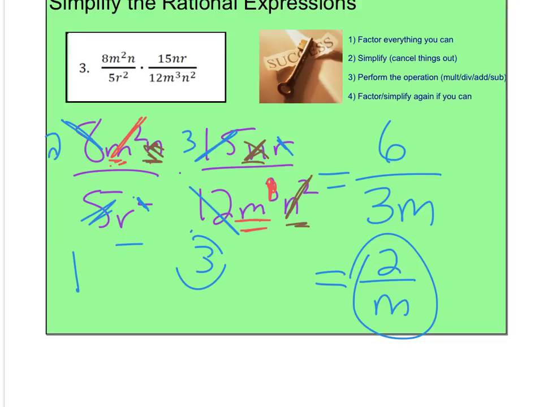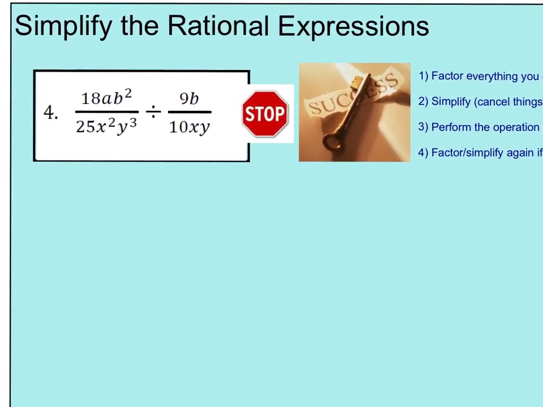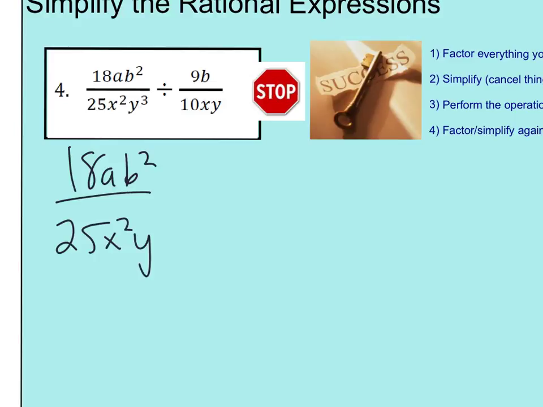Now another way to do it, completely break everything apart and cancel it out that way. That's just kind of some examples of what's going on. So here, let's take a look. So if I go 18ab squared, 25x squared y cubed, times 10xy over 9b.